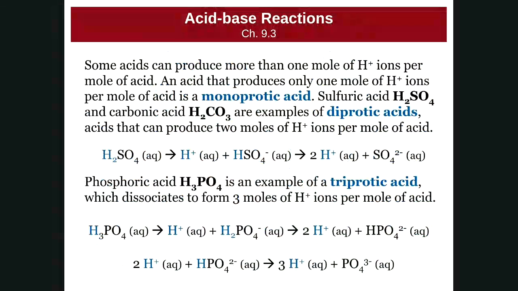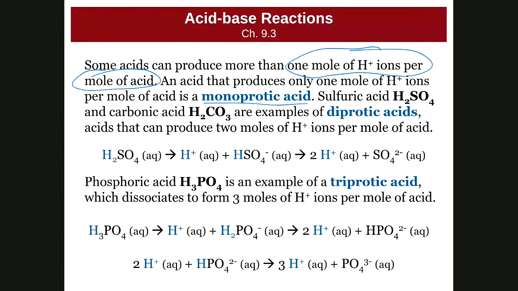All right, so what more can we find out about acids? Some acids produce more than 1 mole of hydrogen ions per mole of acid. An acid that produces only 1 mole is called a monoprotic acid. So we saw this term in section 9.5. And I apologize for showing you that term before defining it, but a monoprotic acid produces only 1 mole of hydrogen ions per mole of acid.